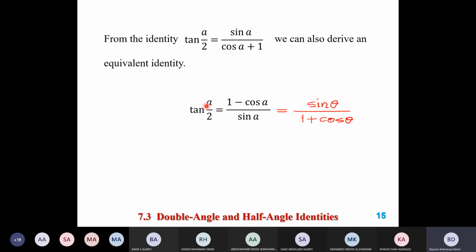So for the tangent half angle, Shabab, whichever you remember, okay? Whichever is easy to remember, just use that one, okay, Shabab?